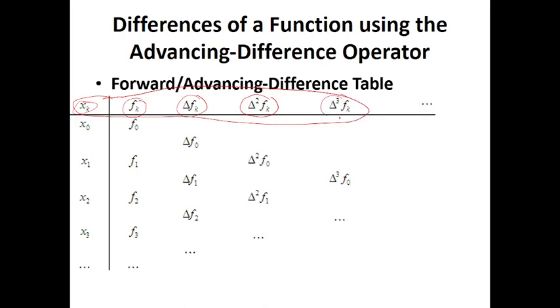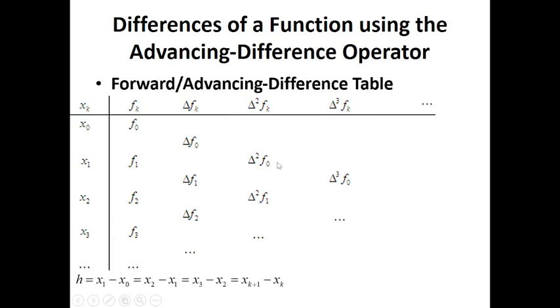So these are important for us to construct the forward or advancing difference table. There's a formula on how to arrive at these values. Okay, take a look at its property.